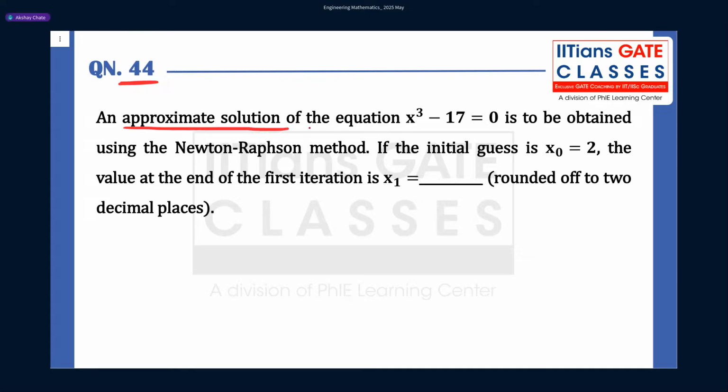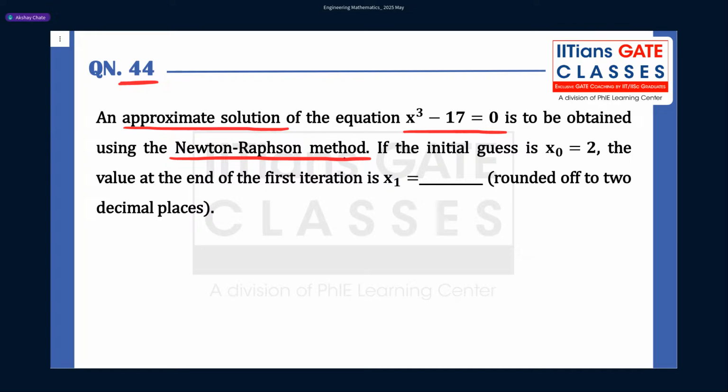They have mentioned that an approximate solution of the equation x cube minus 17 equal to 0 is to be obtained using the Newton-Raphson method. Okay, so this is a question from the numerical methods topic, and they are asking you to find this approximate solution using the NR method, or Newton-Raphson method, as we call it.